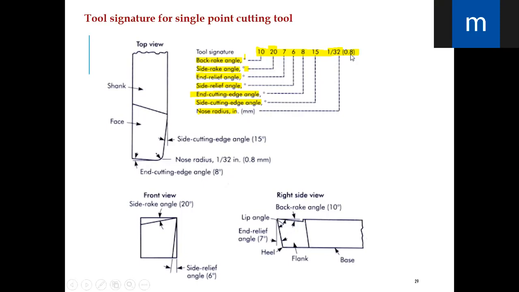So 0.8 mm, right? It has to be given in mm. Actually the nose radius here is in inches: 1/32 inch, which when converted to mm comes to 0.8 mm. Normally the first 6 terms are angles, and the last term is a dimension, a linear dimension, the radius. We declare it in inches or mm. If it is SI system, it is mm. If it is MKS system, it is inches.